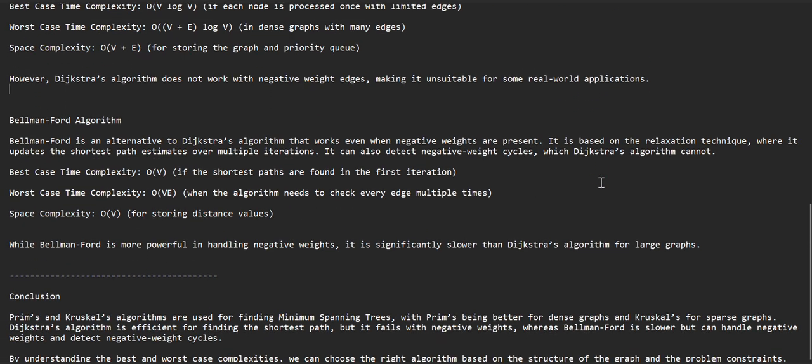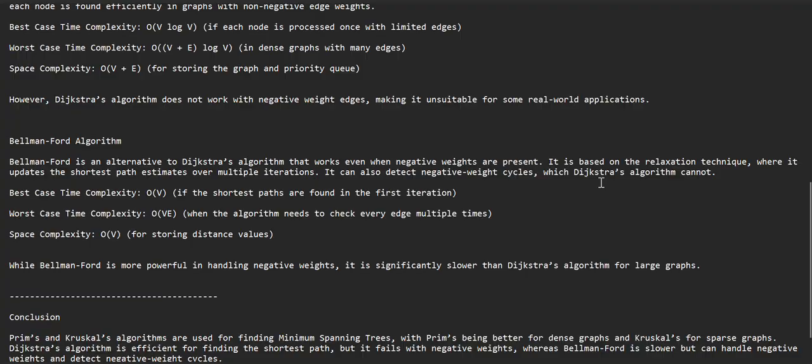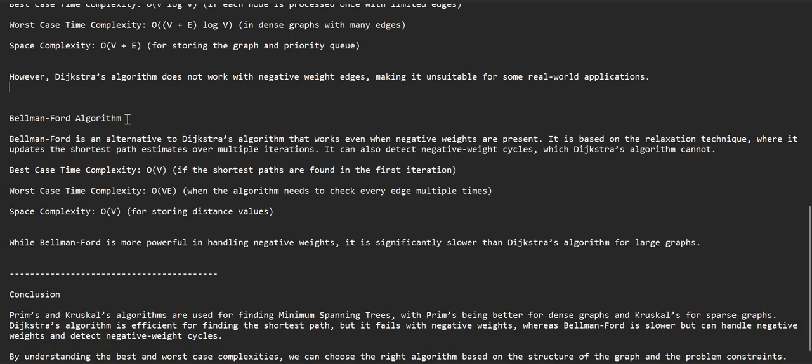So, there is another shortest path algorithm, that is Bellman-Ford algorithm. Bellman-Ford algorithm is an alternative to Dijkstra's algorithm that works even when negative edges are present. It is based on the relaxation technique, where it updates the shortest path estimates over multiple iterations. It can also detect negative weight cycles, which Dijkstra's algorithm cannot.